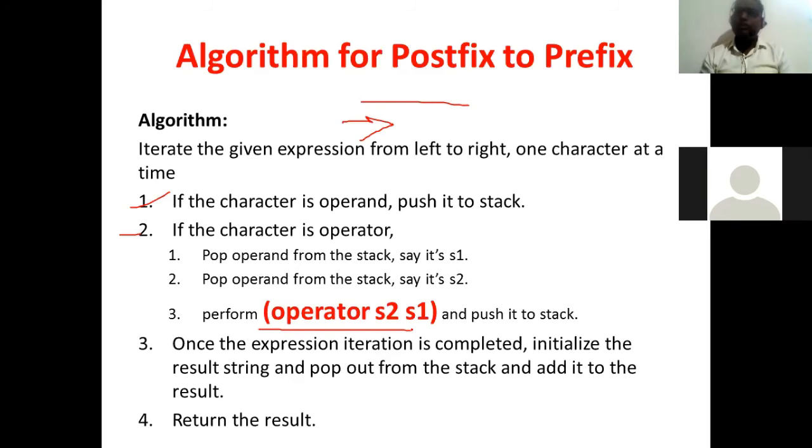So how are you going to concatenate the string? You have to pop the two operands from the stack. Suppose the first operand S1 came out, the second operand S2 came out. Your operator is encountered, so you popped two operands from the stack. Consider it: the first element popped is S1 and the second element popped is S2. Now how are you going to concatenate the string?